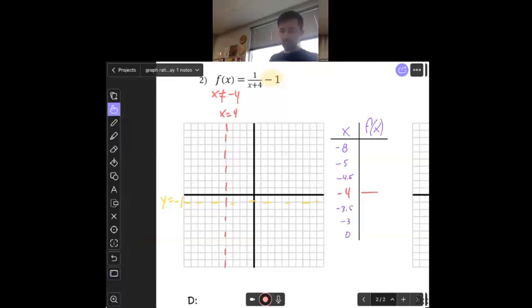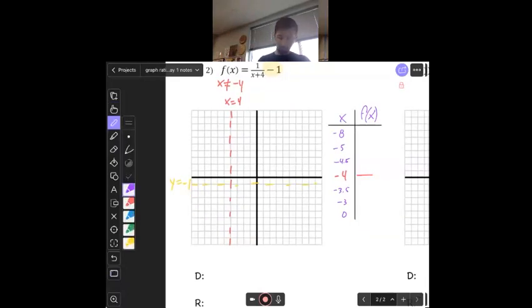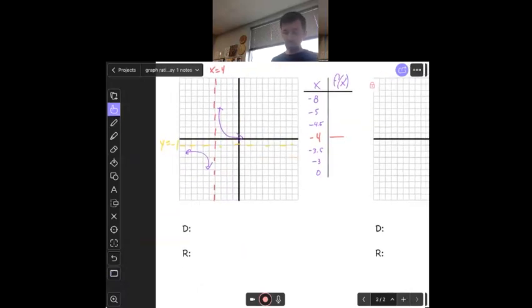You guys should be able to do that on your own, and the graph's going to end up looking something like that. Okay. I think the domain and the range are a little bit more important to talk about than running a bunch of calculations.